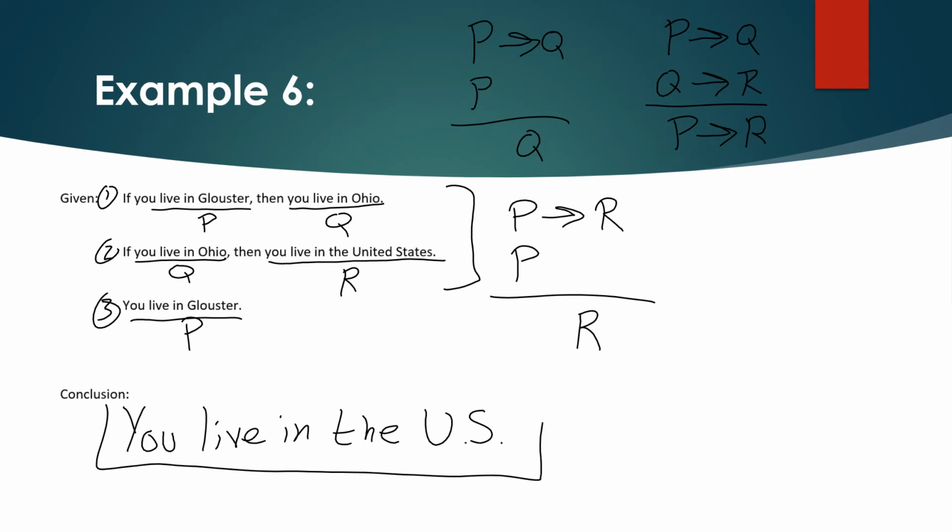And if you went out of order, you're actually still going to be okay. Like I can combine the first and third statement. It says that if you live in Gloucester, then you live in Ohio. You live in Gloucester, therefore you live in Ohio. But then I also have the statement that if you live in Ohio, then you live in the United States. I already showed that you live in Ohio, therefore you must live in the United States. And we're going to get the exact same conclusion. So depending on if you want to use the law of syllogism first or the law of detachment first, you can draw this same conclusion.